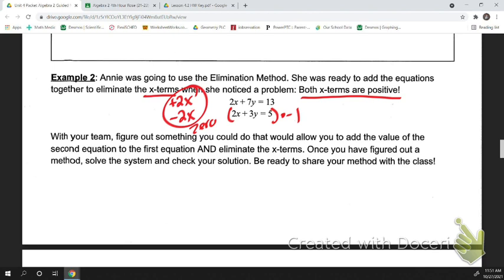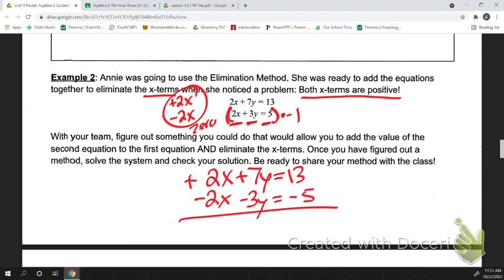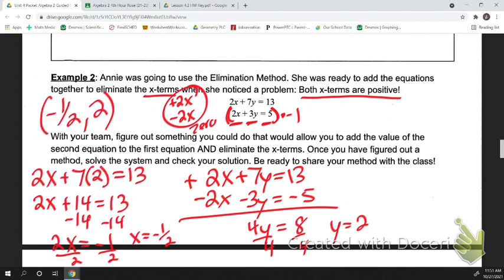So I'm going to rewrite this down here. I still have 2x plus 7y equals 13. I didn't change that. Now I'm multiplying everything inside of the parentheses by negative 1. So now I have negative 2x, negative 3y, and a negative 5. Now I can add them and eliminate my x's. Let's see if you can finish this now. You should solve for y. Take your result from y and plug it into one of the other equations to find x. When you're ready, check what I have on the screen.